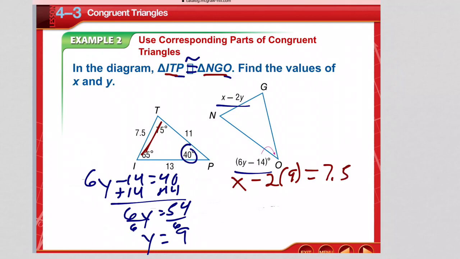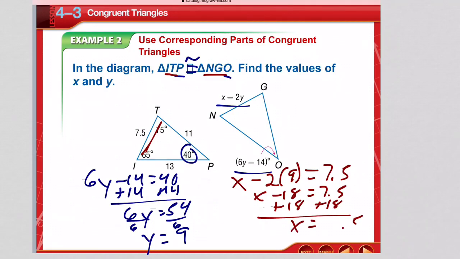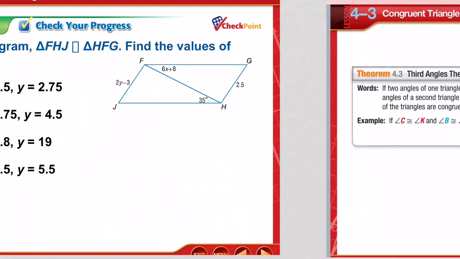So I'm going to solve this. 2 times 9 would give me 18, so x minus 18 equals 7.5. So I add 18 to both sides. And that gives me 25.5. So for once we couldn't find x first, we had to find y first. All right, let's go on.